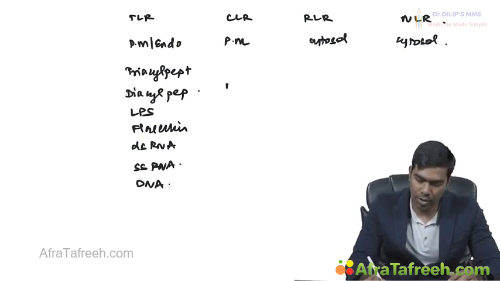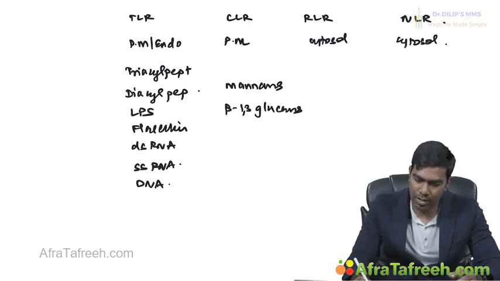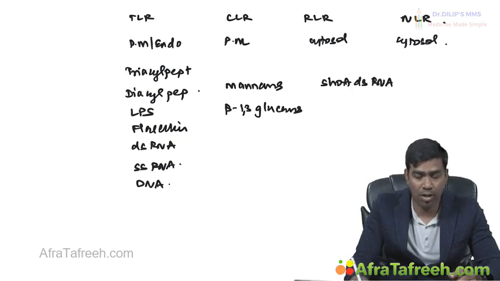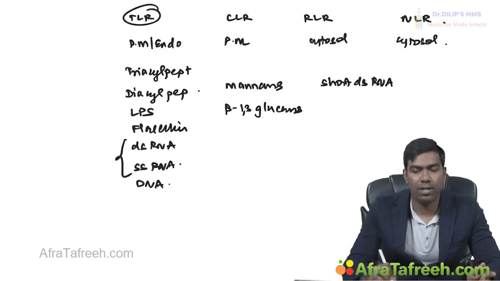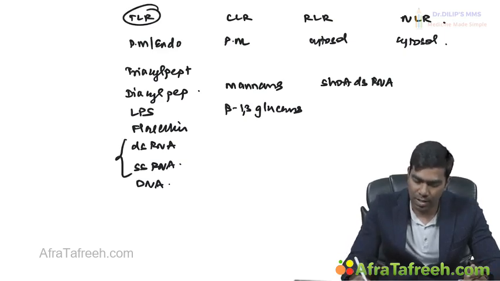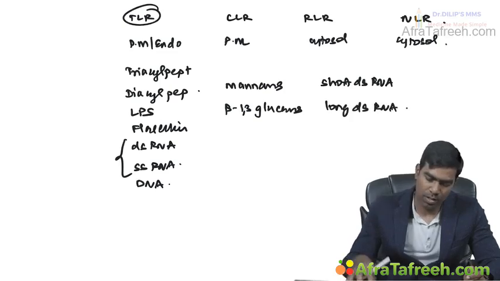So CLRs are going to recognize, very importantly, mannans and beta 1,3 glucans. Rig-like receptors are going to recognize short strands of double strand RNA, whereas TLRs recognize long components. RLRs will recognize short double strand RNA and long double strand RNA as well. They are going to recognize both.